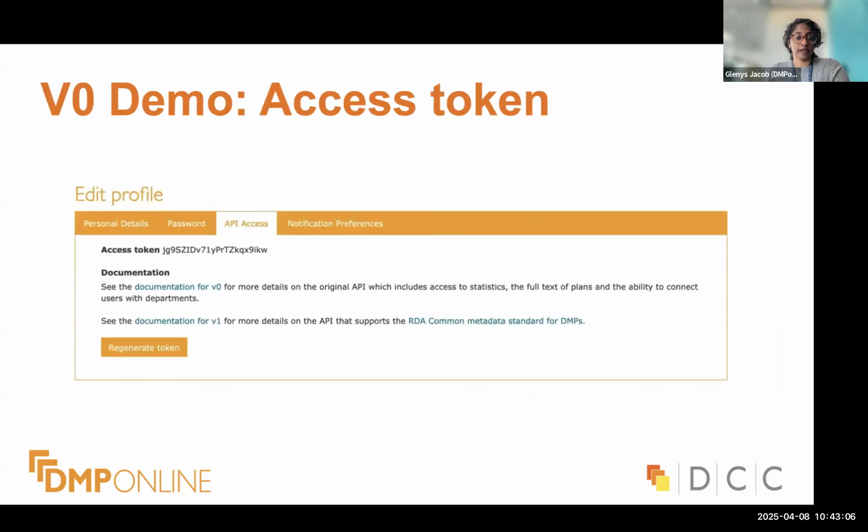To use any of the two APIs in DMPonline, as I mentioned previously, you will need the API access token. Those of you who are org admins on the tool will have access to this automatically. To find this API access token, it will be in your edit profile page. I've taken a screenshot of what it will look like. To find it, you have to click on your profile icon on the top right corner and edit profile.